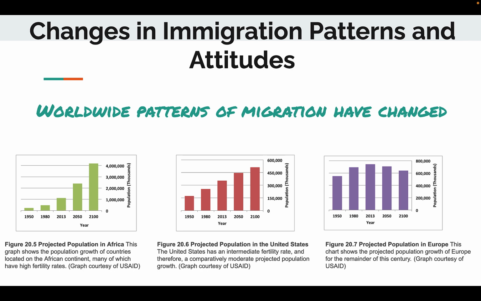Moving on to changes in U.S. immigration patterns and attitudes. Worldwide patterns of migration have changed. So the U.S., though, still remains a very popular destination for immigrants. From 1990 to 2013, the number of migrants living in the U.S. increased from 1 in 6 to 1 in 5. And while there are more foreign-born people residing in the U.S. legally, as of 2012, about 11.7 million people are here without legal status.